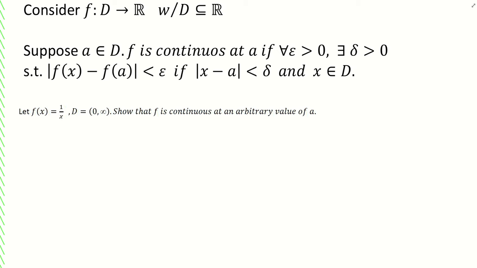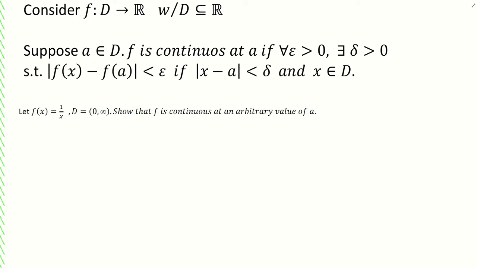Okay, so let's continue our conversation about continuity. And this time let's do the exact same problem that we just did, except this time let's show that this function f of x is equal to 1 over x on the same domain, so it's still 0 to infinity. Let's show that that function is continuous at any arbitrary value of a.